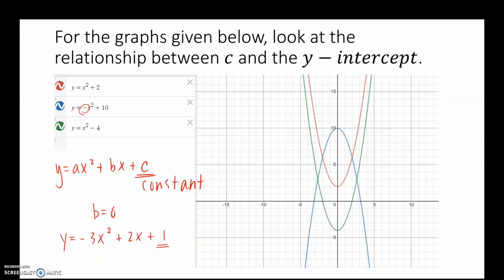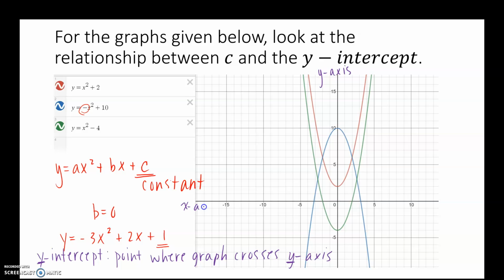Okay, so if we're using academic vocabulary, your y-intercept is the point where the graph crosses the y-axis. Okay, so the y-intercept is the point where the graph crosses the y-axis. And if you've forgotten, let me remind you, your y-axis goes up and down, that's your vertical axis. Your x-axis moves left to right, that's your horizontal axis.